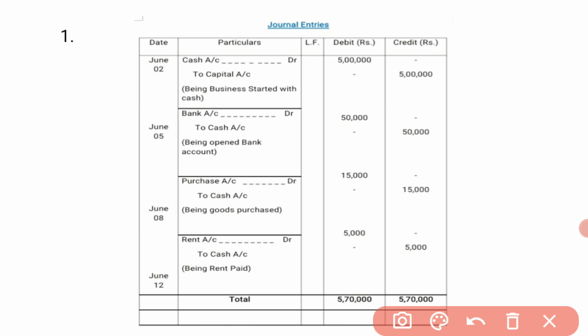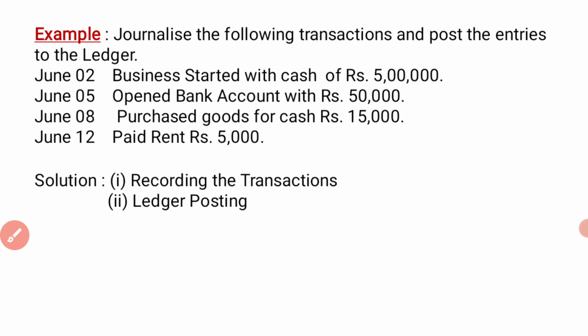So first one, that is on June 2, business is started by investing the capital amount of 5 lakh rupees. So transaction will be cash account debited to capital account, debit 5 lakh and credit 5 lakh. So narration being business started with cash. This is the first transaction. Next, second transaction, what is it? Opened bank account with rupees 50,000 on June 5.